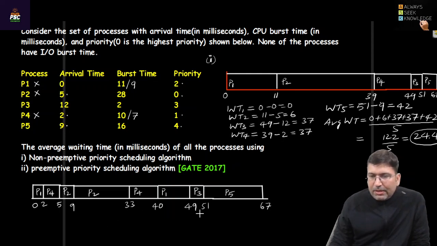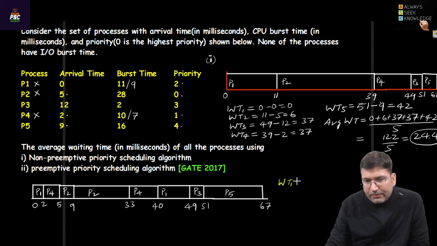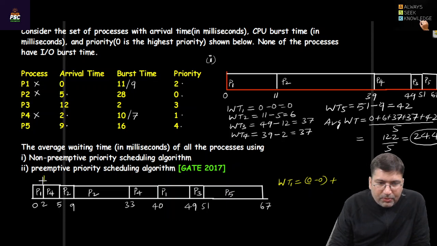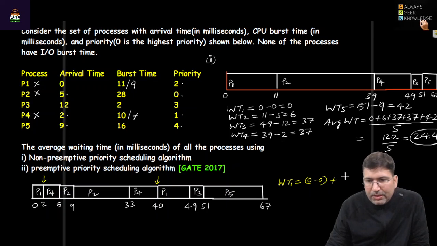Okay. Now when it comes to waiting time, let's calculate the waiting time in this case. Waiting time for process 1. Process 1 is having multiple waiting times. Initially it arrives at 0 and is scheduled at 0. But there is a second waiting. P1 was interrupted here and again P1 starts executing here. So 40 minus 2 will be the second waiting time. So that means overall waiting time for process 1 is 38.